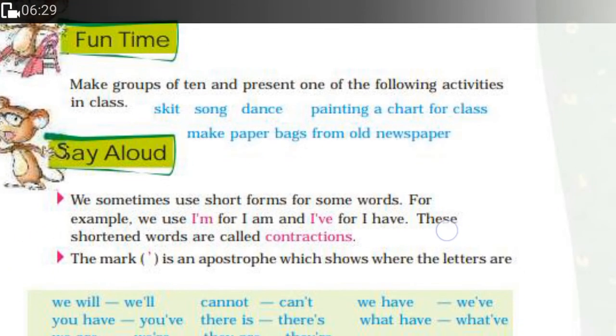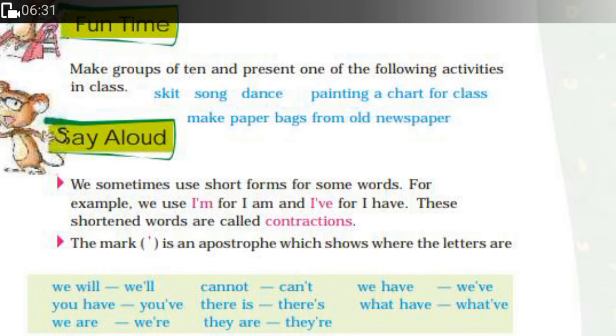Say aloud. We sometimes use short forms for some words. Yes, we do. Like I am. It is I am, I've, I have. Now, when we shorten the words, they are known as contractions. And how do we shorten these words? By adding an apostrophe where the word has been shortened and joined.